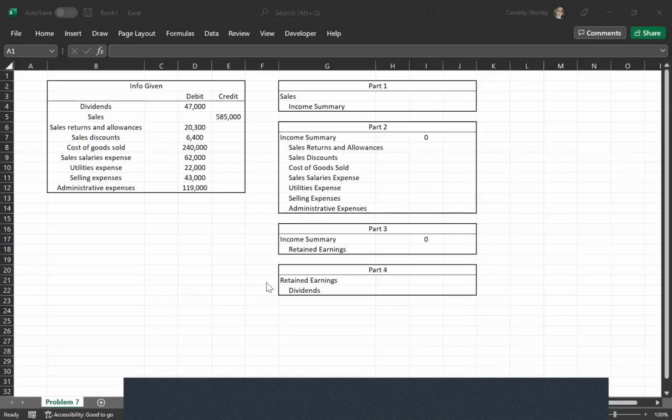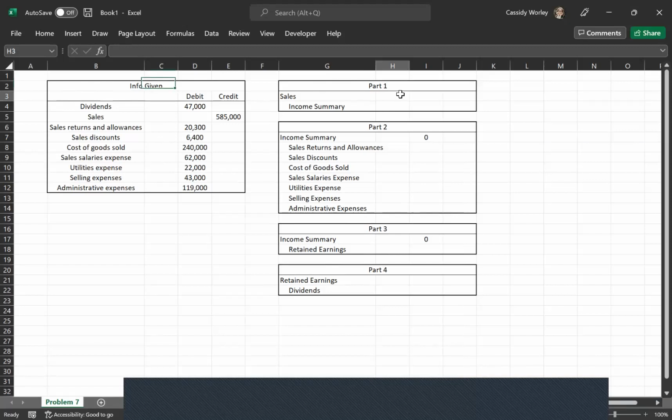Okay, so this is problem 7 for the quiz access for chapter 4 this week. On this question, we are given this information of a general journal that we need to close for the end of the period. So it has 4 different parts.